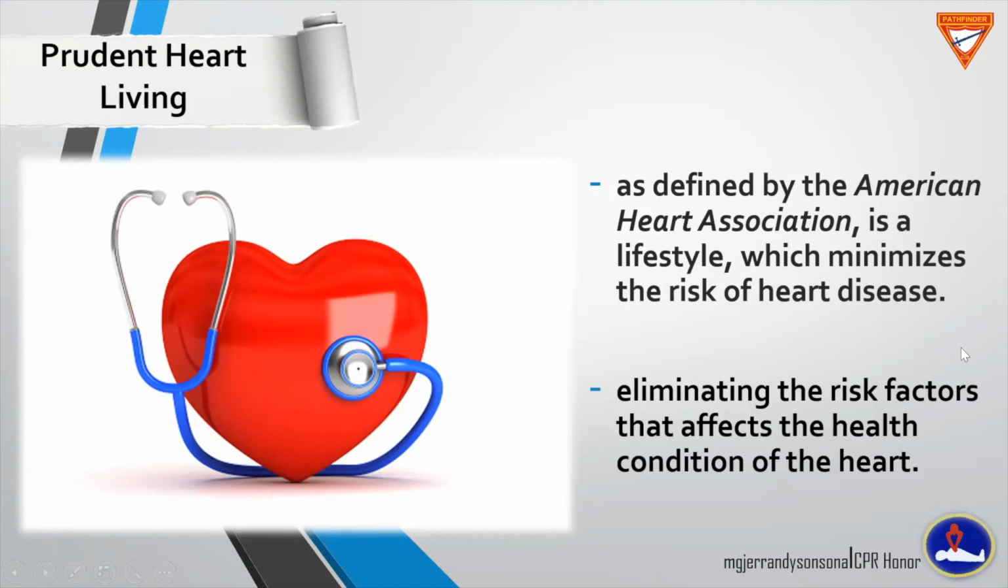It is a lifestyle which minimizes the risk of heart disease. So prudent heart living is minimizing the risk of heart disease. And the other one is eliminating the risk factors that affect the health condition of the heart. So let us try to eliminate those risk factors. What are those risk factors that are affecting the health condition of our healthy heart?